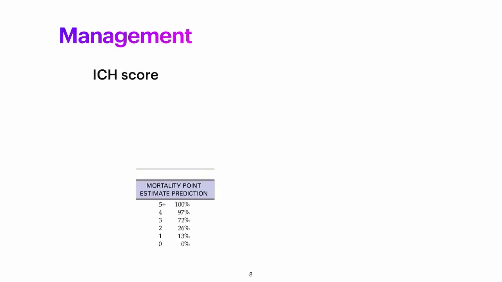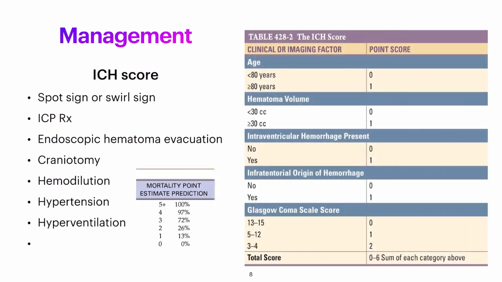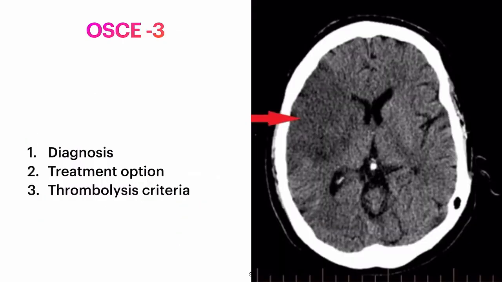How do you manage such a patient? You can calculate the ICH score for prediction of mortality. This was asked in theory exam. Then there are the spot sign and swell sign, which indicate the increased tendency of bleeding. You have to manage intracranial pressure. You have to remove the hematoma by endoscopic approach, or you have to do craniotomy. The triple H therapy consists of hemodilution, hypertension, and hyperventilation.